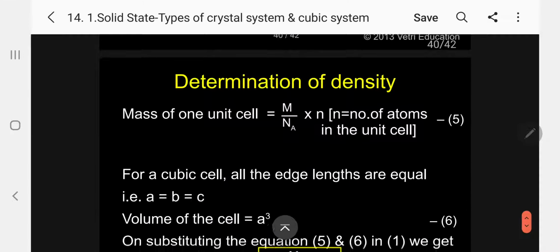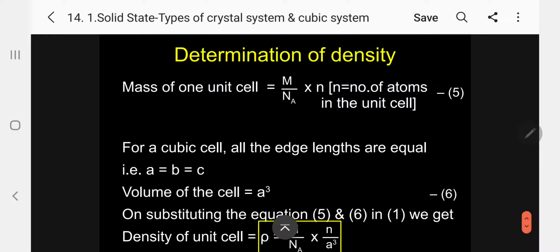Now let me come to our determination of density. The mass of one unit cell is equal to M by NA into n, where n is the number of atoms in the unit cell. Please follow. The number of atoms in the unit cell will vary from cell to cell: simple cubic, 1 atom; body centered, 2 atoms; face centered, 4 atoms.